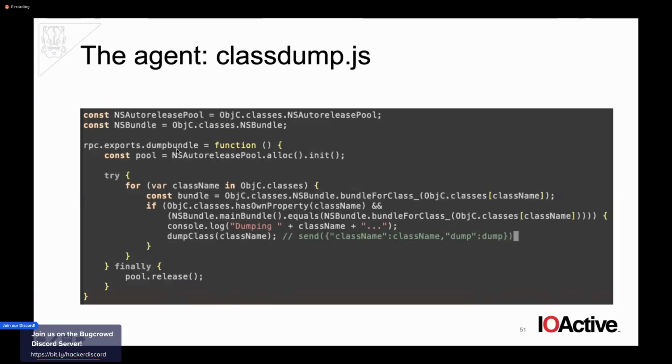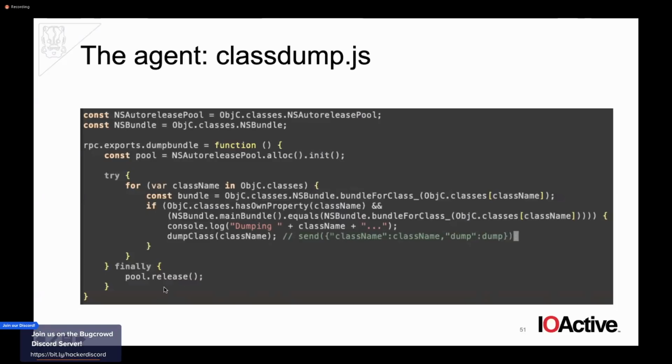Now, remember, I talked before about ObjC.schedule and how it does some free memory management for us when we use it. I'm not using that here, so I need to do that memory management piece manually. Whenever you do Objective-C work in Frida and you're not scheduling it, you definitely want to create an autorelease pool and alloc init it at the beginning of your function. Then I use a finally block here to release it at the end.